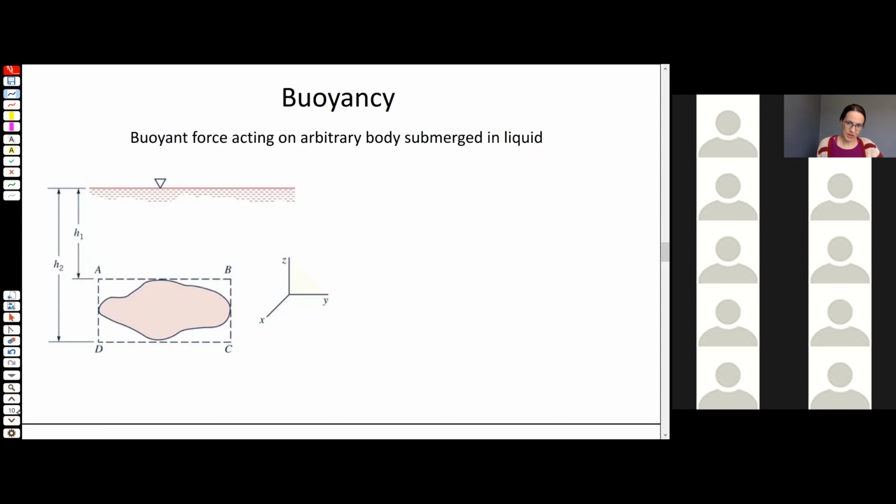So if we have an arbitrary body submerged in a fluid, at the top, it's open to the atmosphere, as you can see by the triangle. We can take this body shaded in pink and enclose it in a parallelepiped. So now H1 is the depth from the top surface of the water down to the top surface of the parallelepiped.